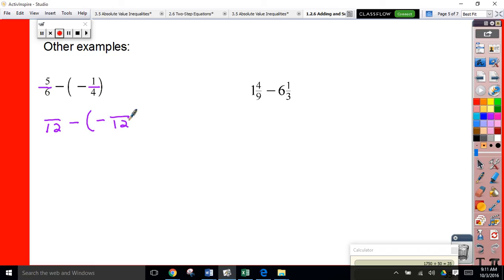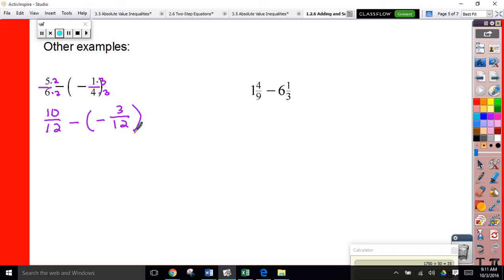Okay, Spencer, what would my top be here? 10, good. 6 times 2 is 12. 5 times 2 is 10. So we have 10/12. Okay, and the next one, Ben, what would the top be? 3. 4 times 3 is 12, so 1 times 3 is 3, so we have minus 3/12.